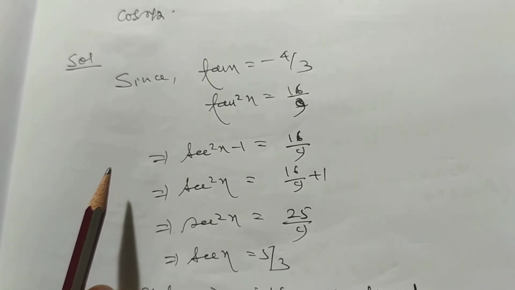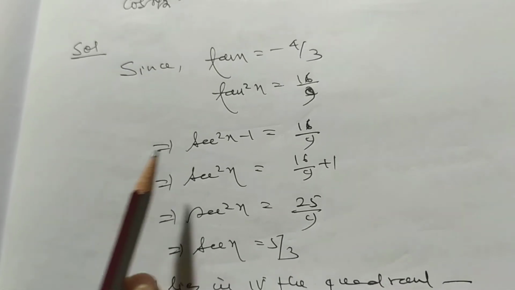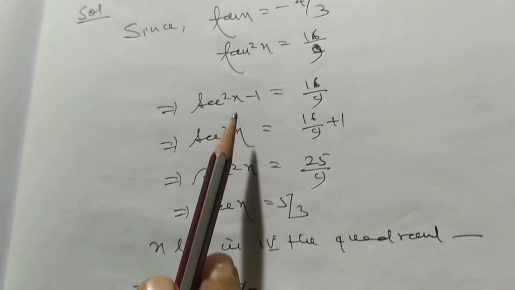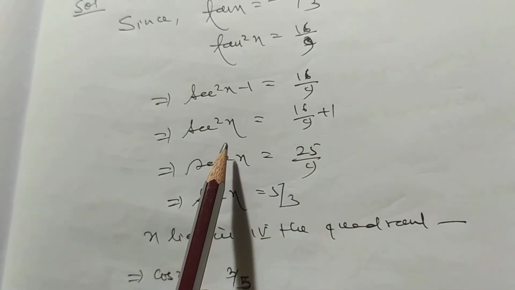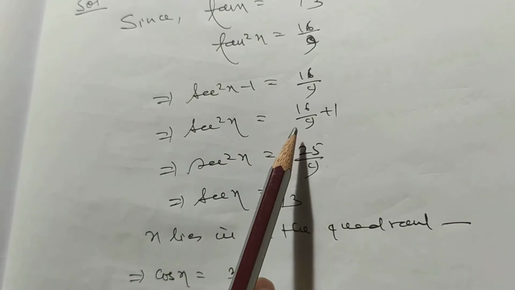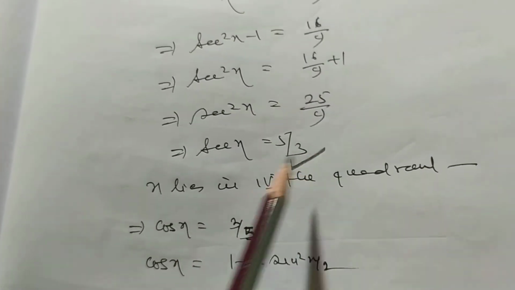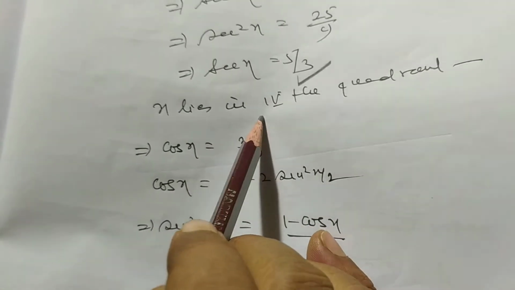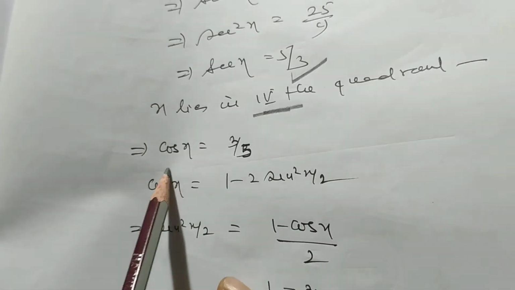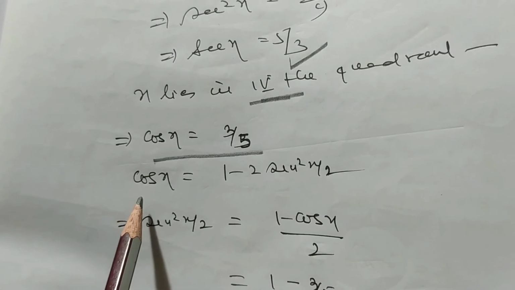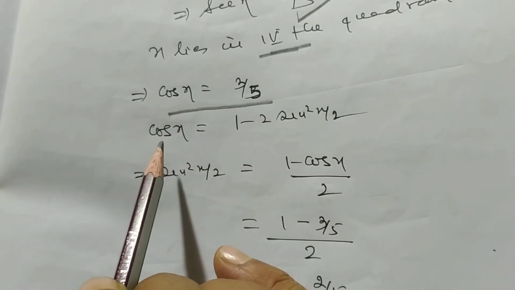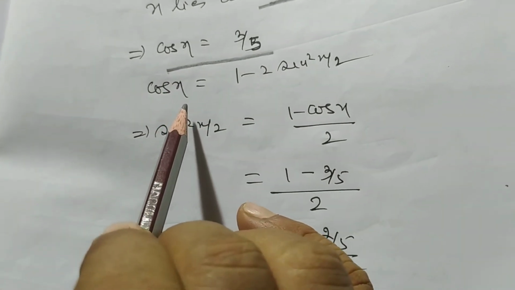Since tan x is equal to minus 4 by 3, tan square x is obviously 16 by 9. Sec square x minus 1 is equal to 16 by 9. Sec square x is equal to 16 by 9 plus 1. So sec x is equal to 5 by 3. x lies in fourth quadrant. So cos x is equal to 3 by 5. Cos x is positive.